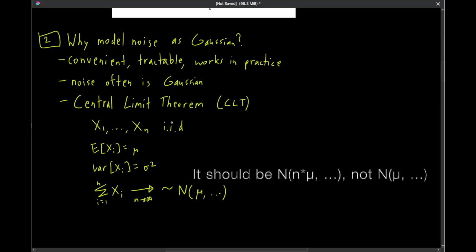So instead of this IID, you might have some kind of other assumptions. But as long as these aren't too dependent and they have finite means and variances, this sum will still be kind of normal in the limit. Okay, so how does this connect to noises?